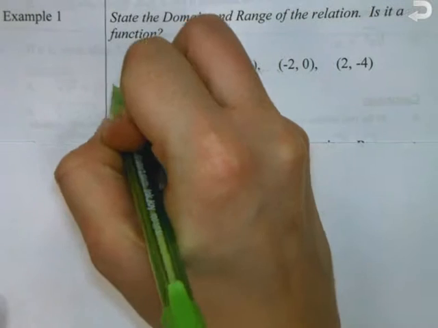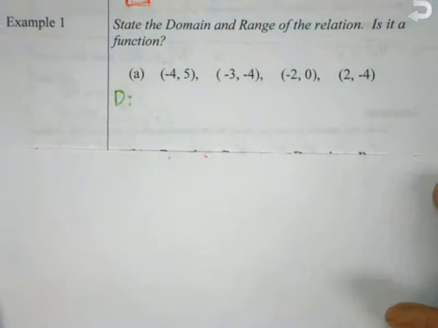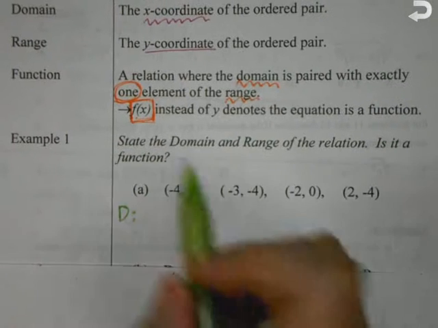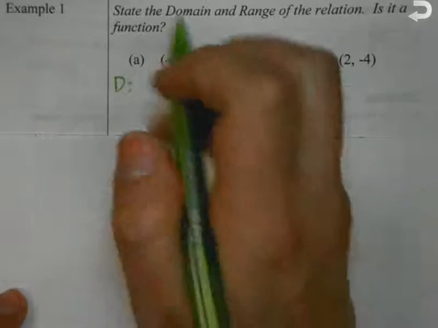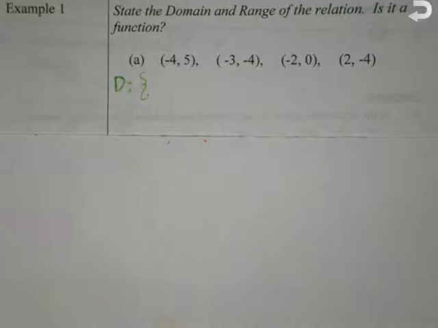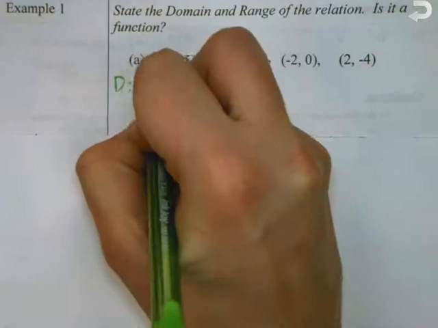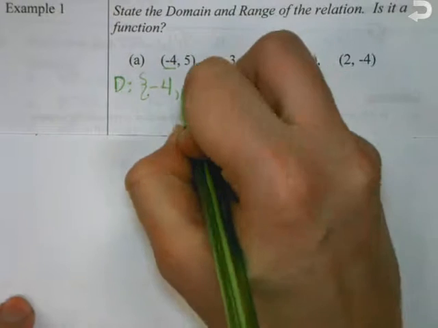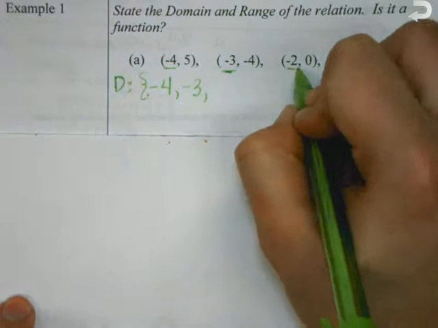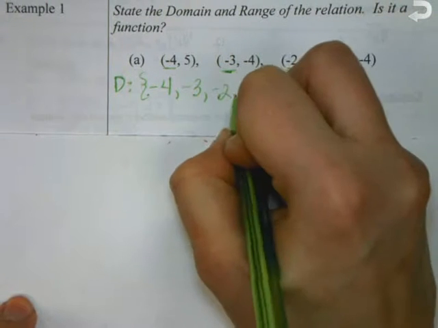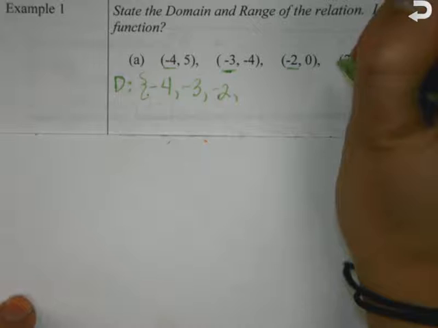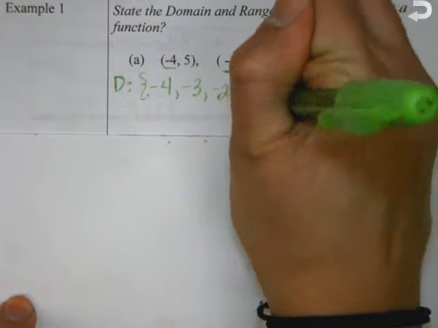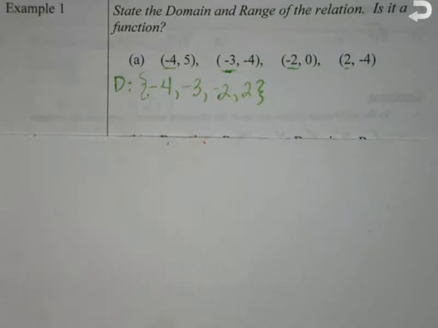Okay, so the domain, looking back at the definition of domain, is just the x-coordinates. My domain here would start with, what's the first x-coordinate? -4. So -4 is in there. What's another one? -3. Then the next one is? -2. And what's the last thing in the domain? +2. And we put those in curly brackets. The curly brackets mean that it's a list of items.